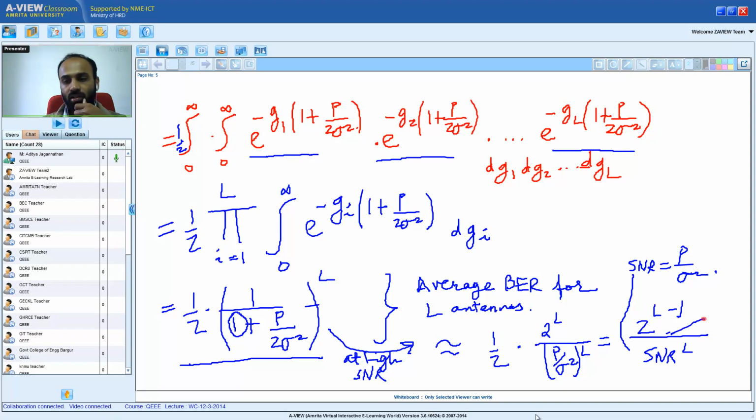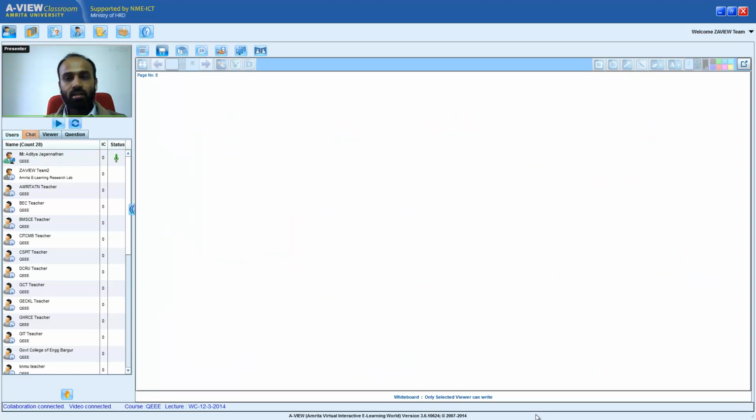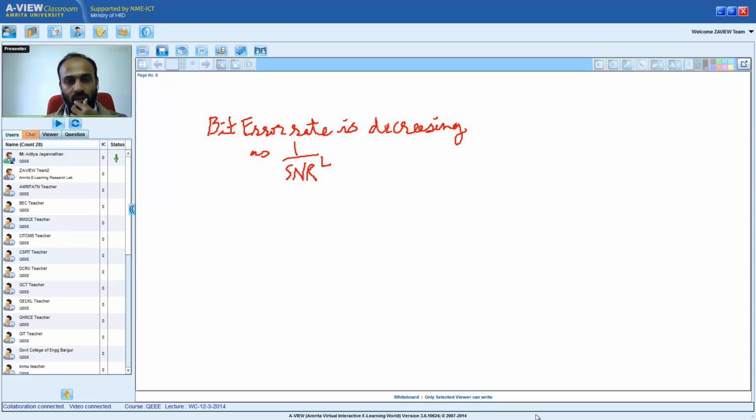This 2 to the power of L minus 1 is a constant, don't worry too much about this. The most important thing to realize here is that the bit error rate is decreasing as 1 over SNR to the power of L. With L antennas, the bit error rate is decreasing as 1 over SNR raised to the power of L. Right? Everyone can see that.